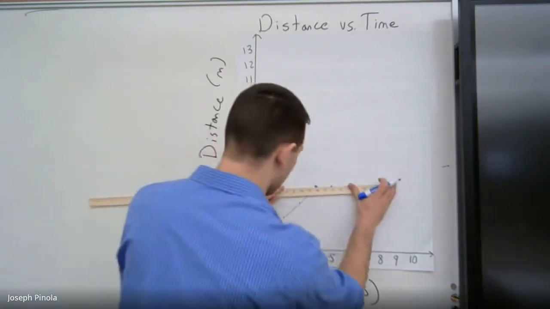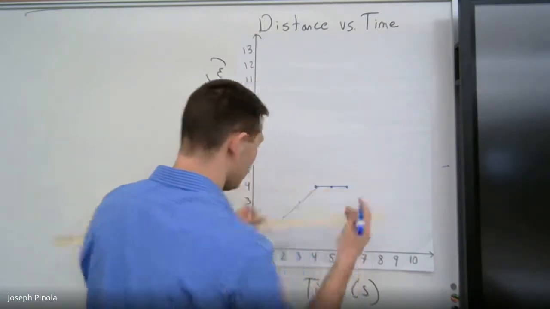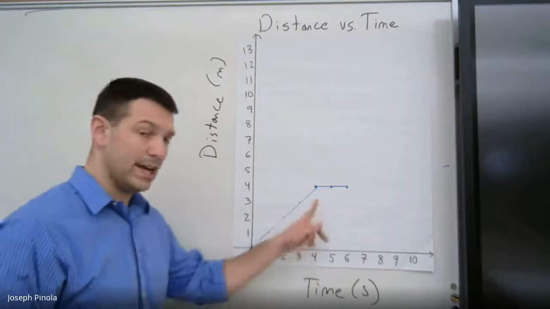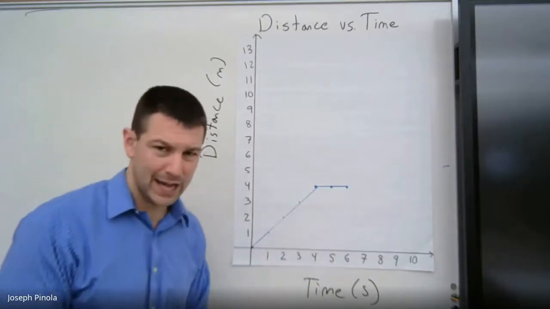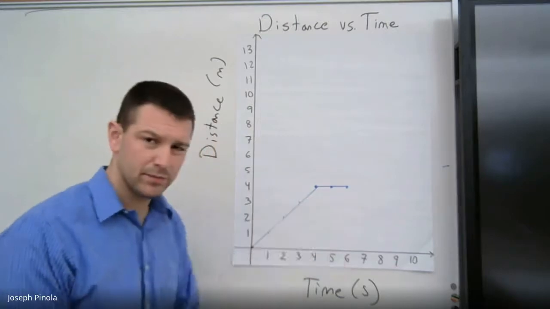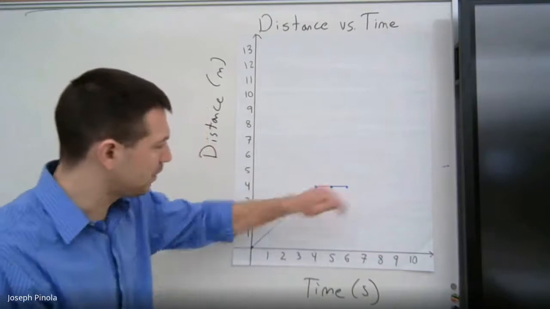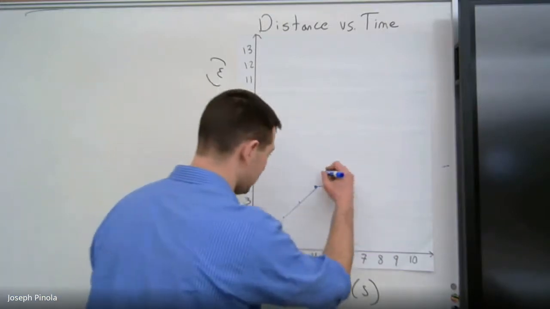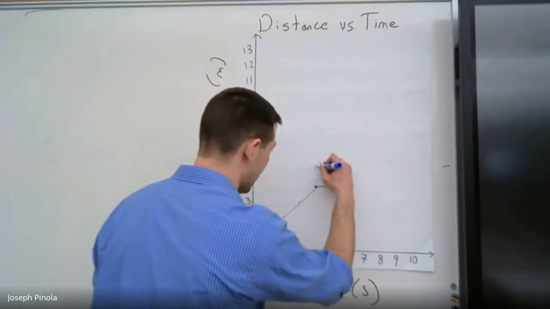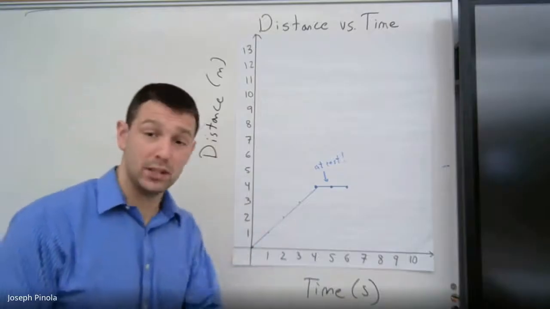Notice when I connect the lines now what I have. Now my line is flat. Do you know what the slope of any flat horizontal line is? If you said 0, you'd be right. This line is a slope of 0, and that means the man is moving at 0 meters per second. In fact, during this part of time, he is at rest. But then he continues moving.